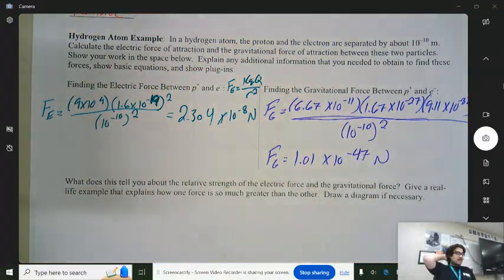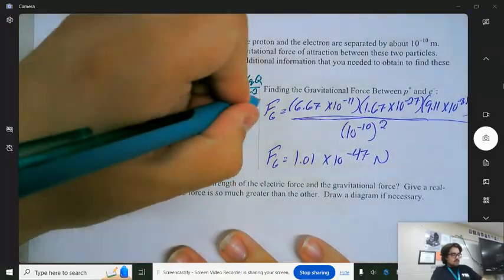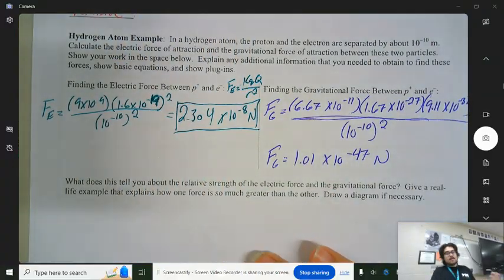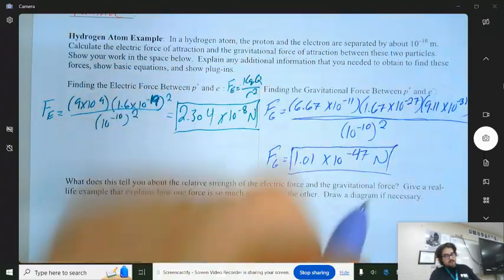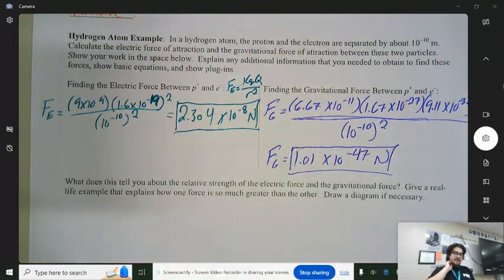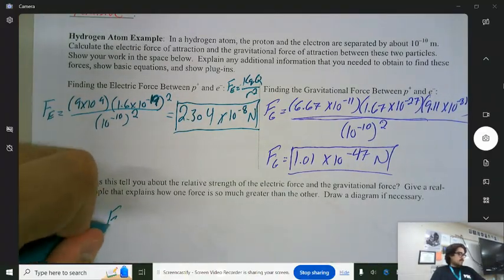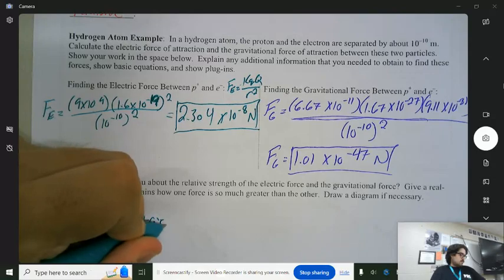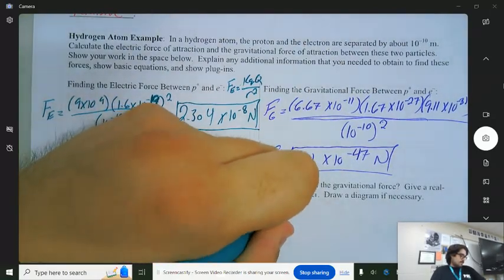Now notice there is a massive difference between these two numbers. This is a small number, but this is a really small number. Electric force is way stronger. So what does this tell you about the relative strength? Well, we would say that electric force is way stronger.